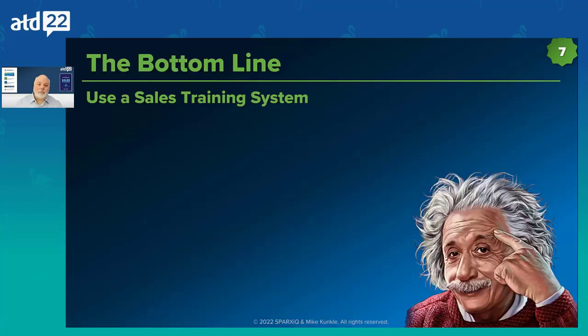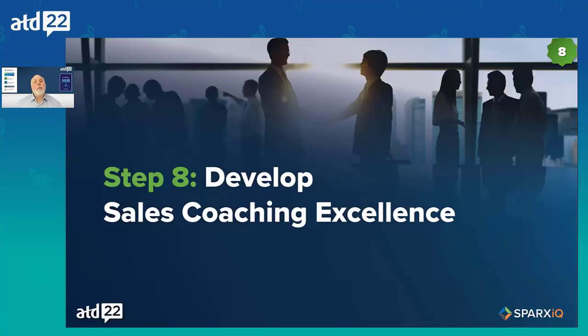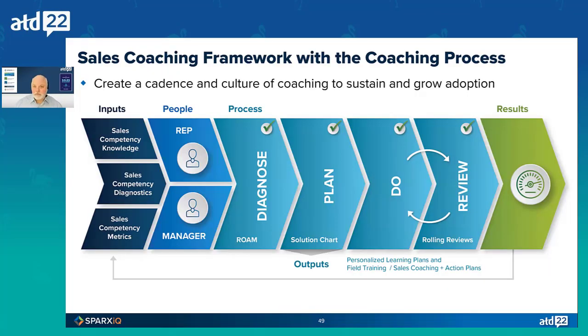So this was step 7, prepare for change, guide that change with the 5 stages, and then cement the change in your culture. We're at step 8, develop sales coaching excellence. Another thing that engages the managers, and a way to get into a coaching culture with a cadence of continuous improvement. Lots of C's in there, right? This is really a way to get into an ongoing cadence.